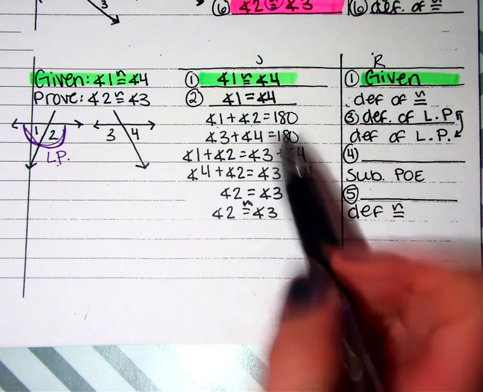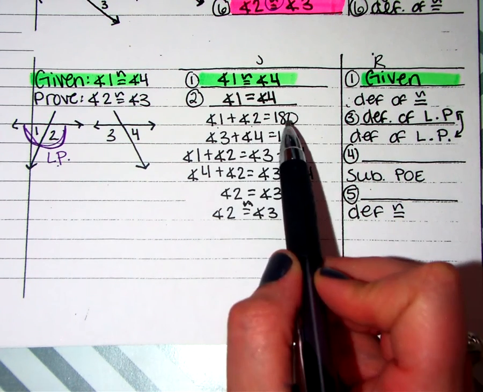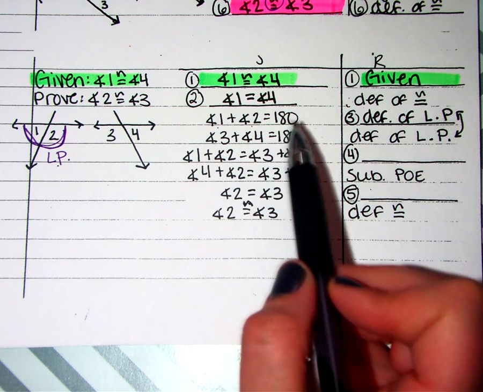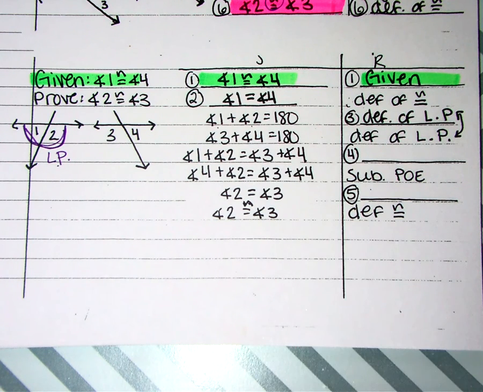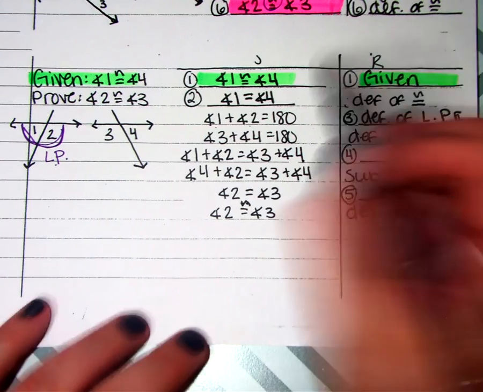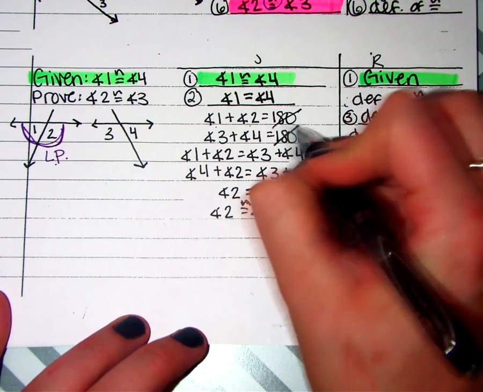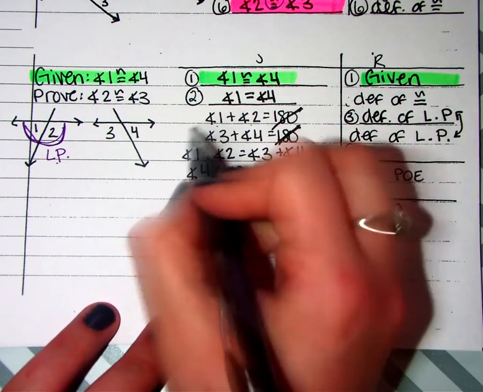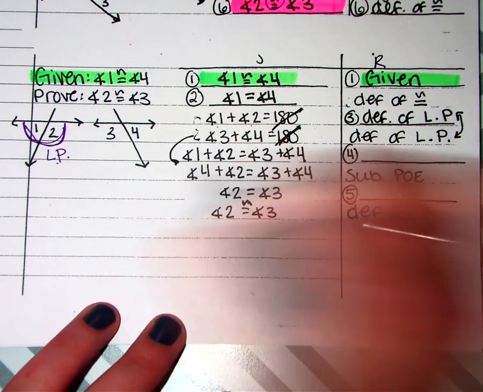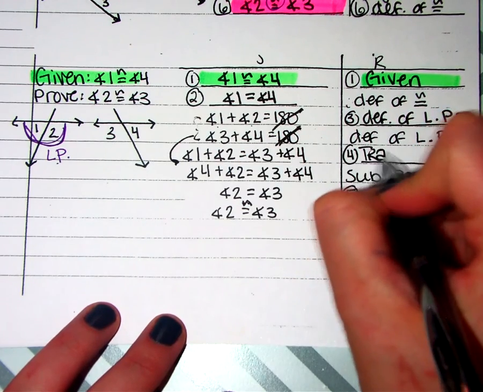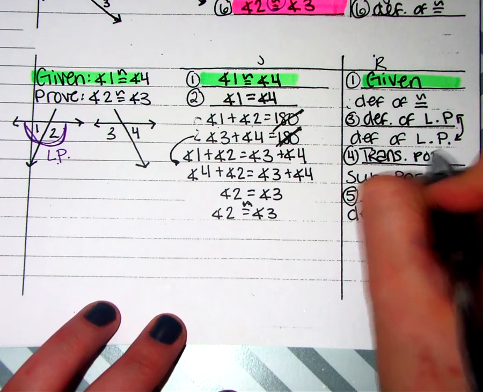Next, notice just like above, we have angle 1 plus angle 2 equaling 180, and we have angle 3 plus angle 4 equaling 180. They both equal the same, so we can get rid of what duplicates and now set these two pieces equal to each other. That is called the transitive property of equality.